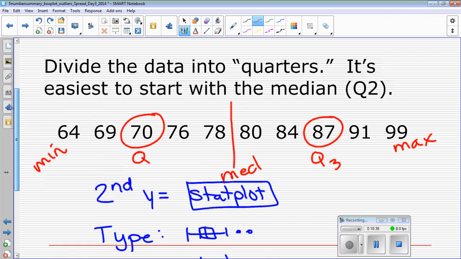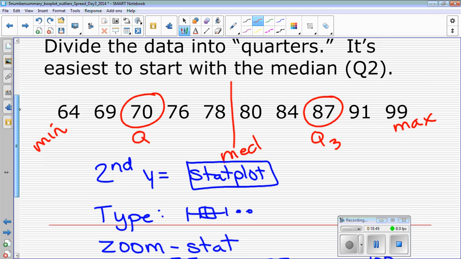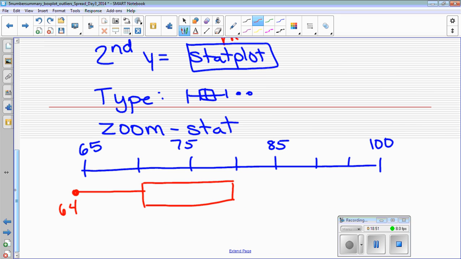All right, and then we go to 70. Then we're going to go to 79. Then we're going to go to 87. And then we're going to go to 99.